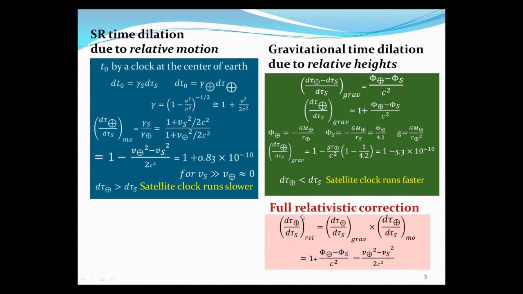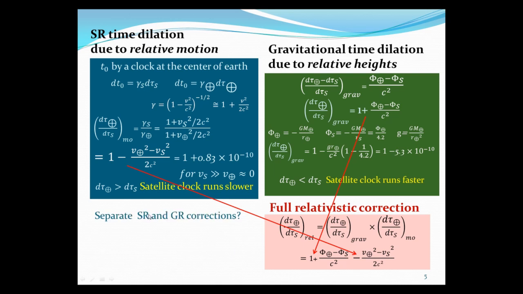And of course we can put the ratio of time due to gravitational time dilation and due to relative motion together to get the total full relativity correction. Just multiply these two numbers, and so for the gravitational part, it's just 1 plus this potential difference, and for the relative motion it's a minus this. Okay. So anyway, this is the full relativistic correction for the clock running on Earth compared to the clock running on the satellite.